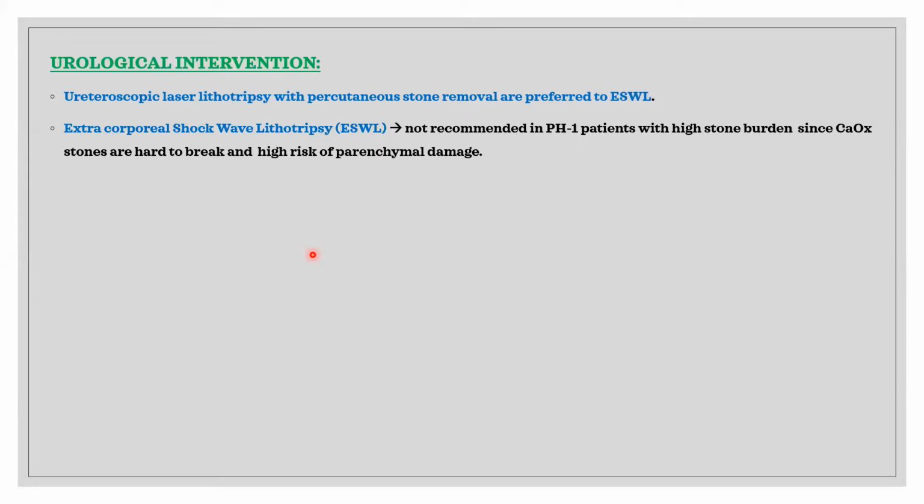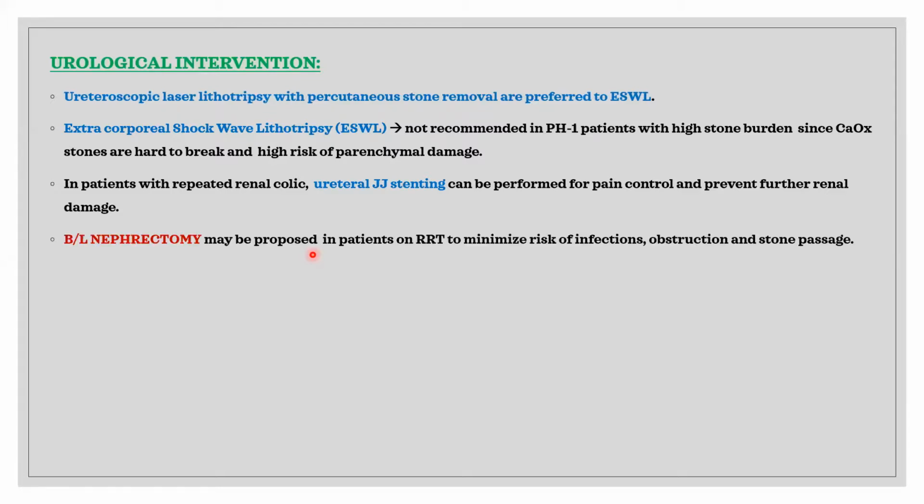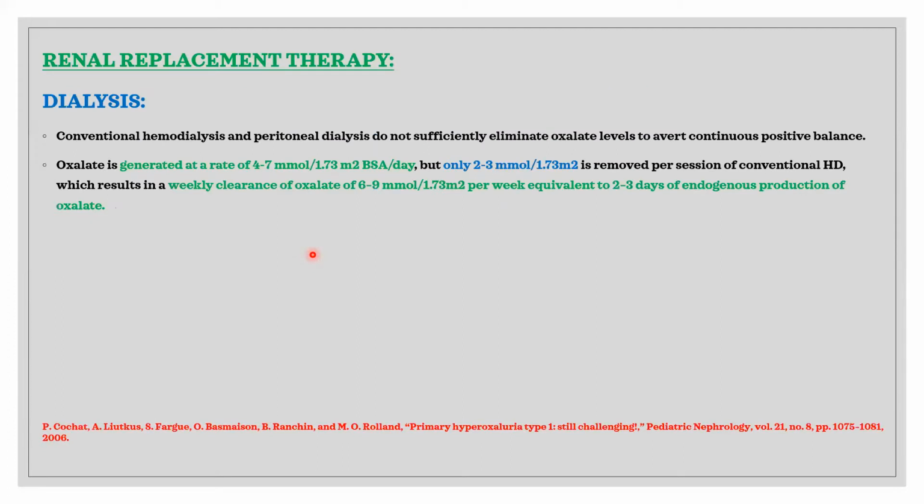Urological intervention in primary hyperoxaluria. Ureteroscopic laser lithotripsy with percutaneous stone removal are preferred to ESWL, because extracorporeal shock wave lithotripsy is not recommended, as calcium oxalate stones are hard to break and it results in high parenchymal damage. In patients with repeated renal colic, double J stenting can be performed for pain control and to prevent further renal damage. Bilateral nephrectomy may be proposed in patients on renal replacement therapy to minimize risk of infections, obstruction, and stone passage.